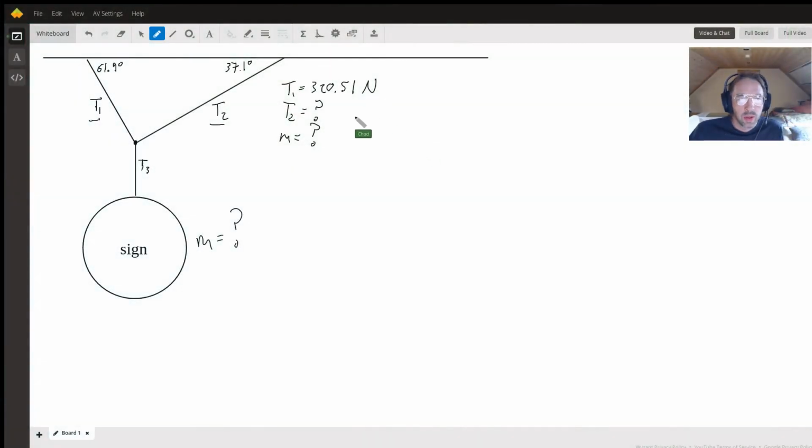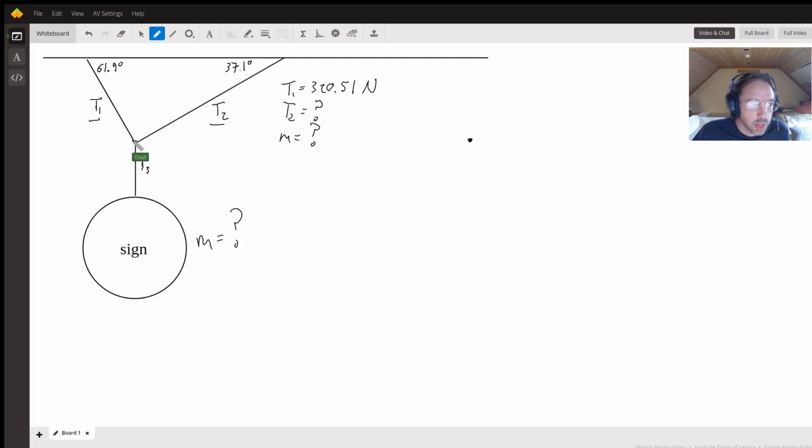Hello. I decided to try to solve this cable tension problem that I saw posted. It didn't give a diagram, so I've made up a diagram here. And this is a fairly common problem that you'll see in physics for equilibrium problems. So the first thing that you'll want to do is draw a free body diagram.